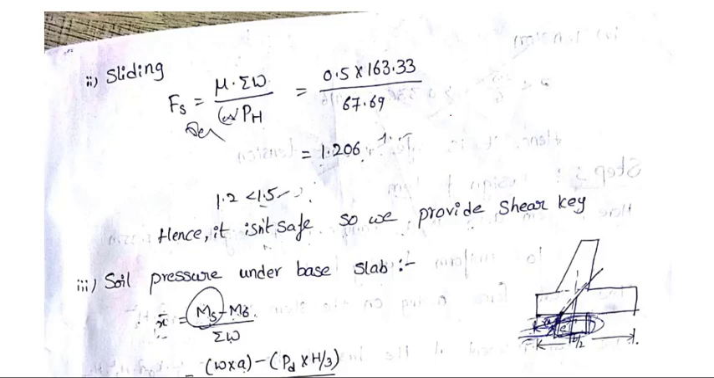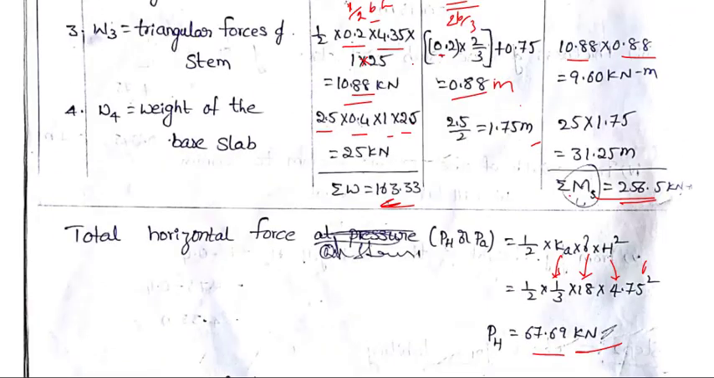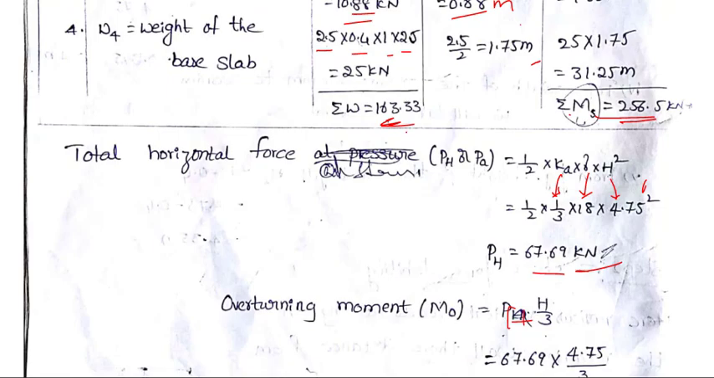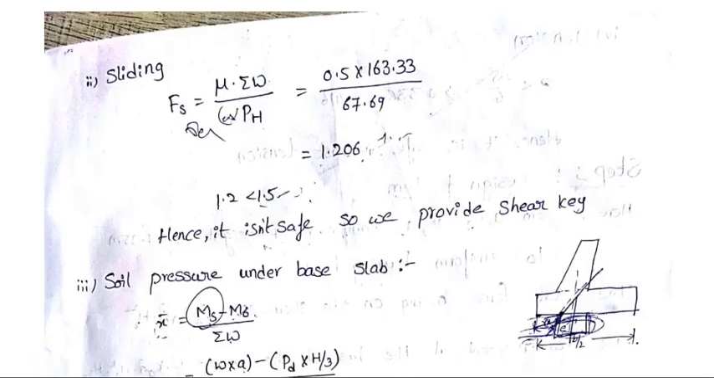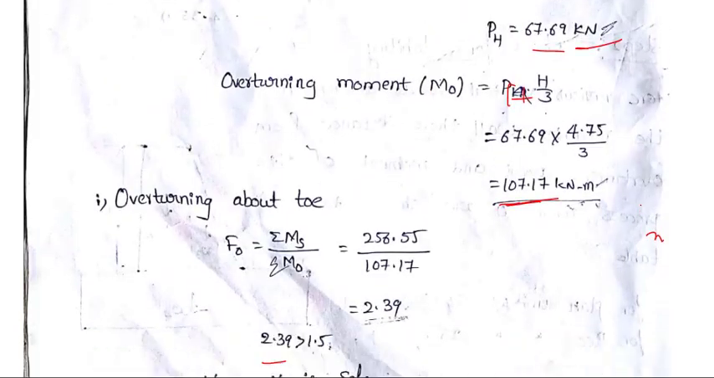So next step, sliding. Sliding formula, F is equal to mu into summation of W divided by pH. So what is mu? Internal friction, which is given in the given data. So mu is equal to 0.5. Next, summation of W, you can get it from here. Next, divided by pH. pH value you can get it from this step.